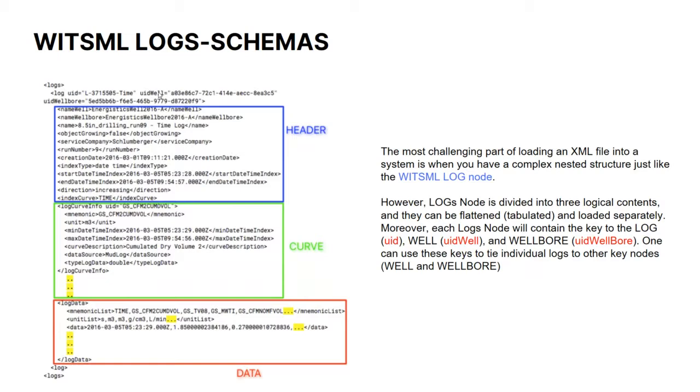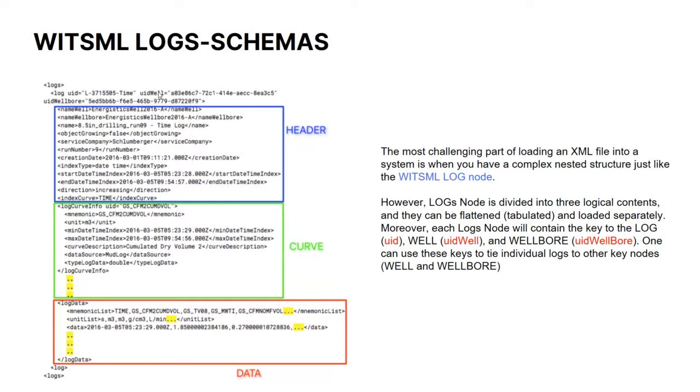We have the creation date, and this is very important. It also tells us how this log is indexed. I have assumed that this is a time log because it says so in the name, and so it is. In fact, the index that we use for this log is time, but logs can be indexed by depth as well. For instance, when you're collecting seismic logs, those are generally depth-based. They are not time-based, and so on and so forth.